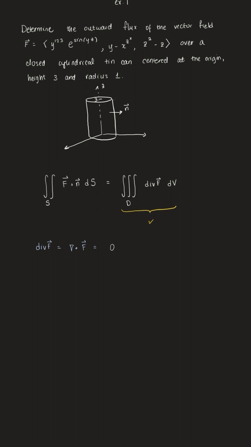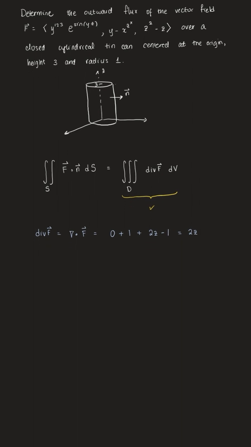So if we look at our vector field, the partial derivative of the first component with respect to x is just 0 because every term just has a y and a z. Our second component, partial with respect to y, is 1. And for the third component, the partial with respect to z will be 2z minus 1. And so this just gives us 2z for our divergence.